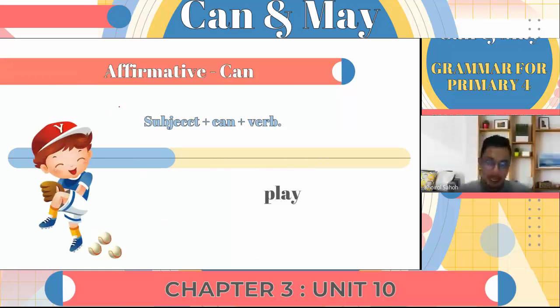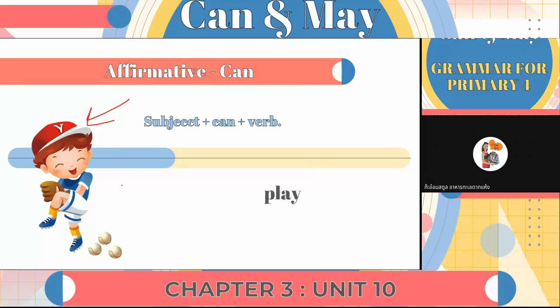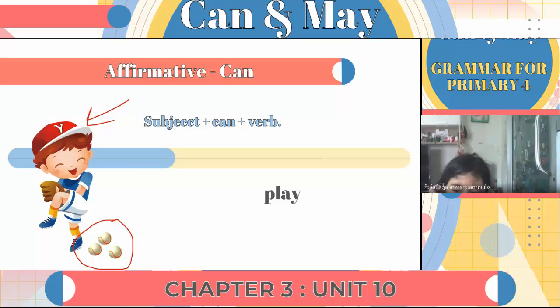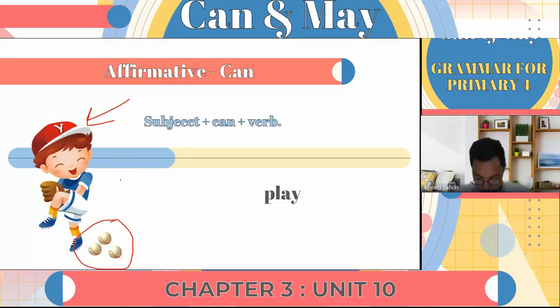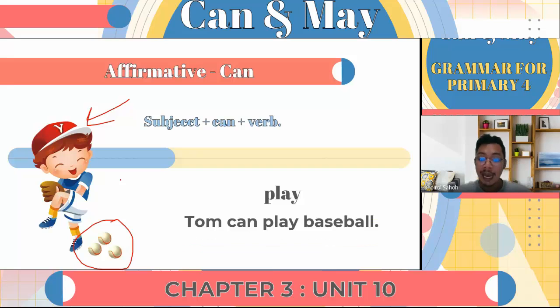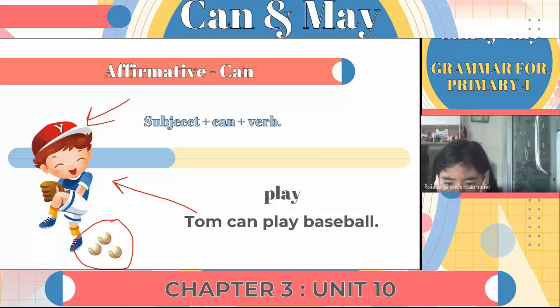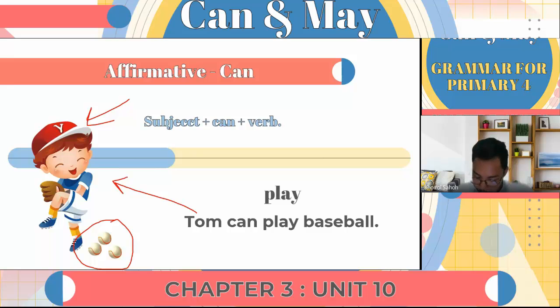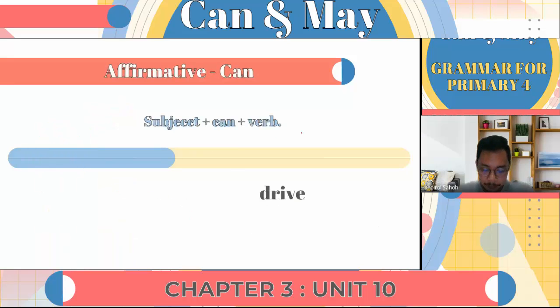Next one. Play. What sport is this? He can play baseball. Tom can play baseball. So what sports can you do? I can play badminton. You can play badminton. Very good, I like badminton too. What else? I can swim. You can swim. Oh nice.